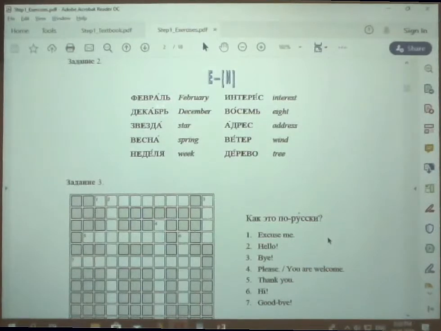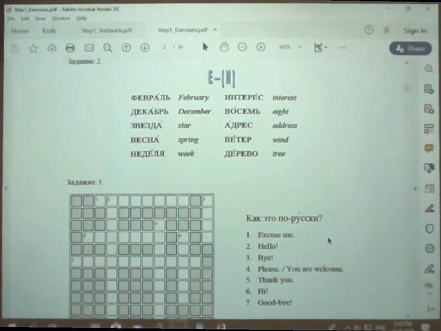Февраль, декабрь, звезда, весна, неделя, интерес, адрес, ветер, дерево. But when we say these words normally, they will sound like this.